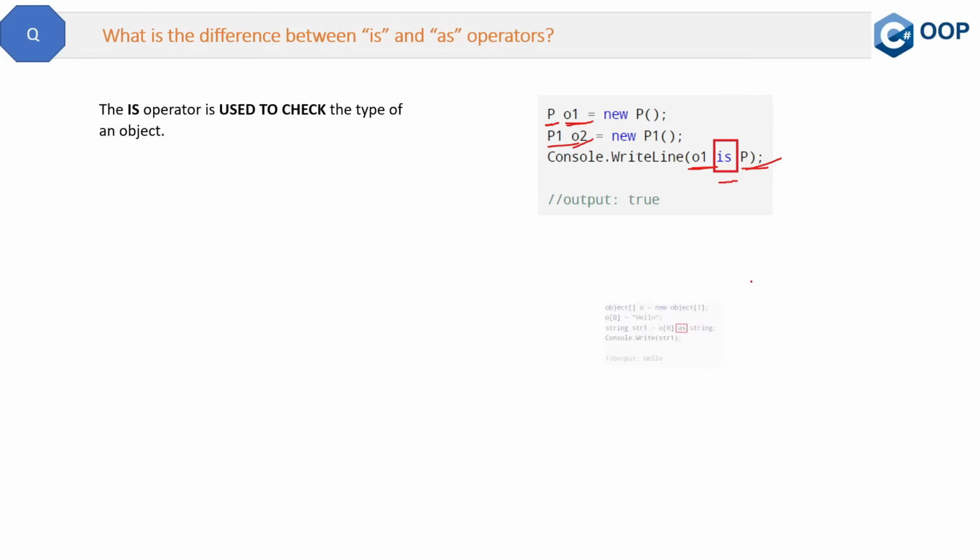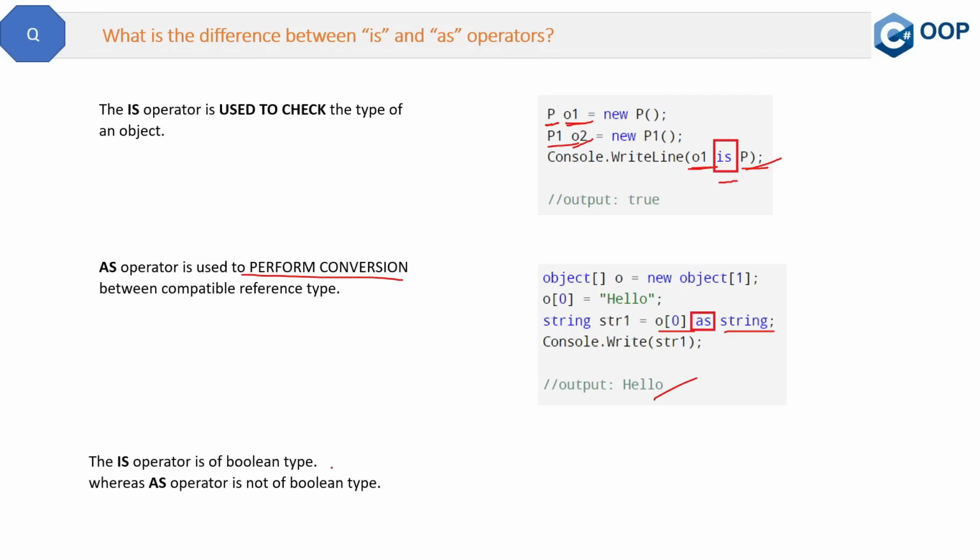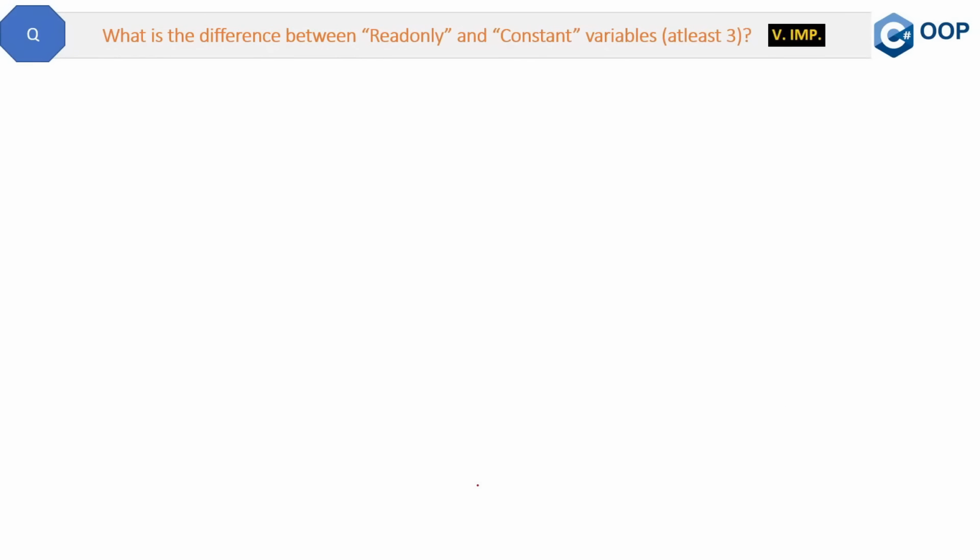On the other hand, this is the example of the as operator, which is used to convert O0 as a string. See the output here, which is hello. So basically, the as operator is used to perform conversion between compatible reference types. This O0 is converted as a string. The next difference you can say is that the is operator is of Boolean type, whereas the as operator is not of Boolean type.